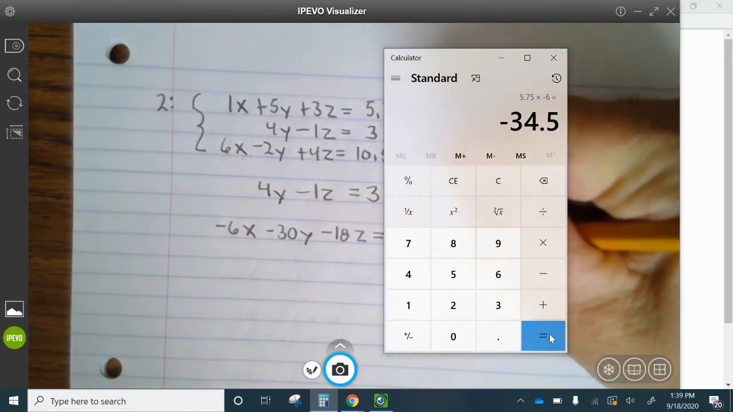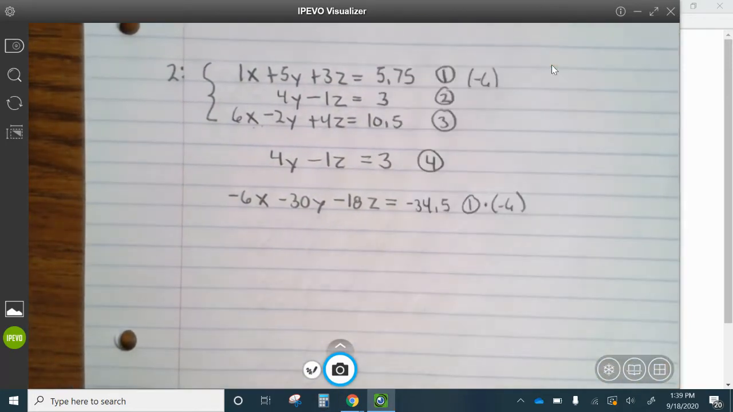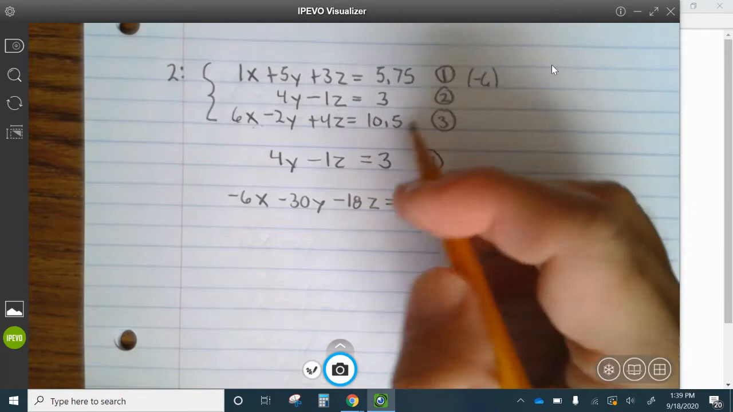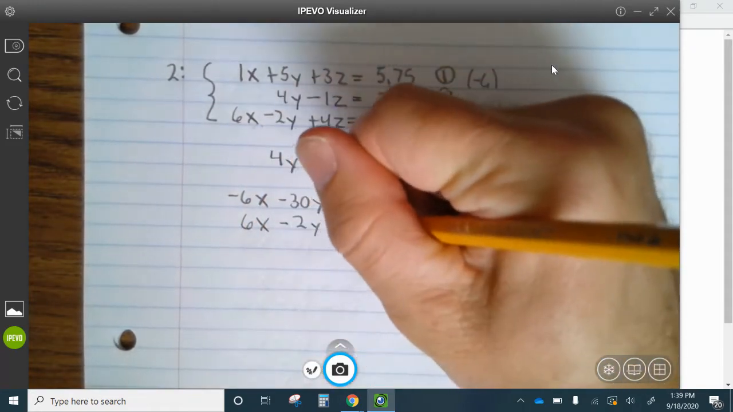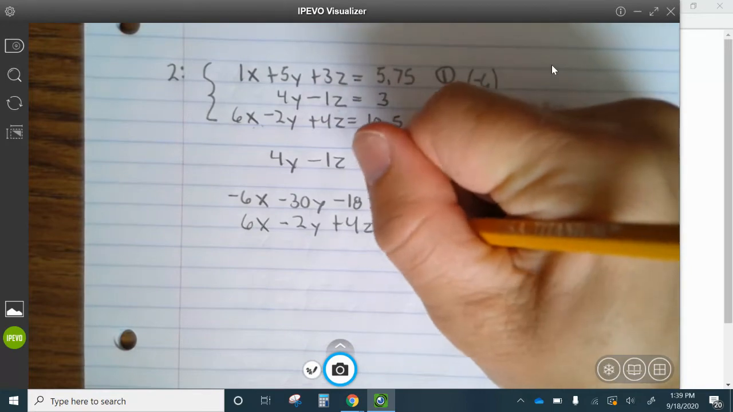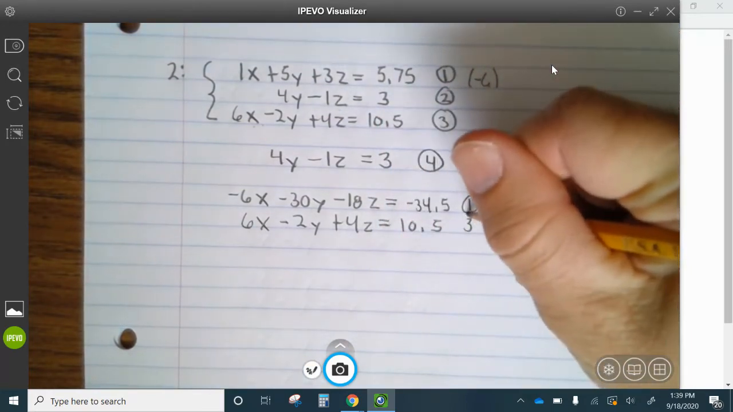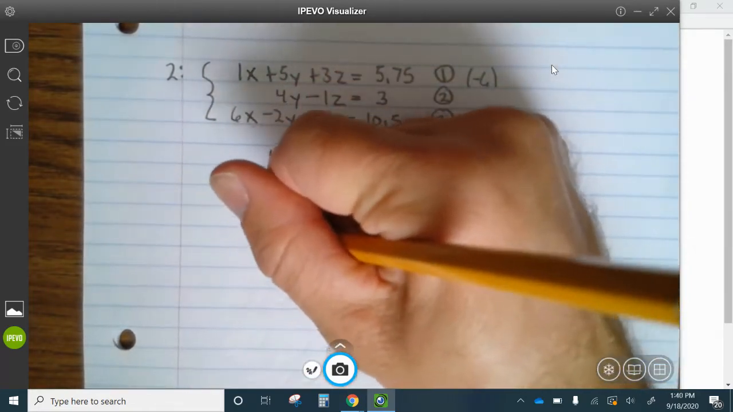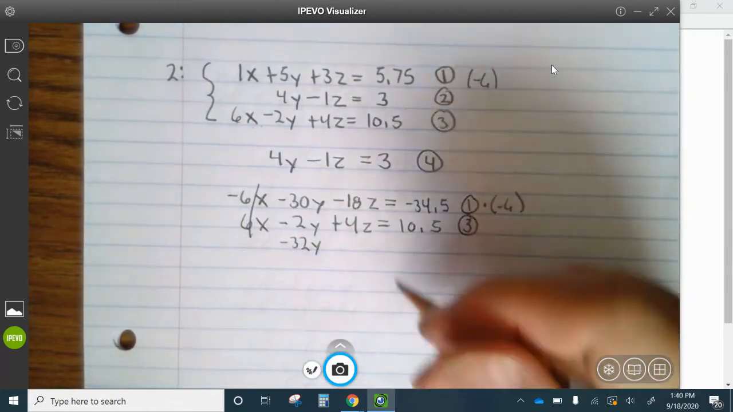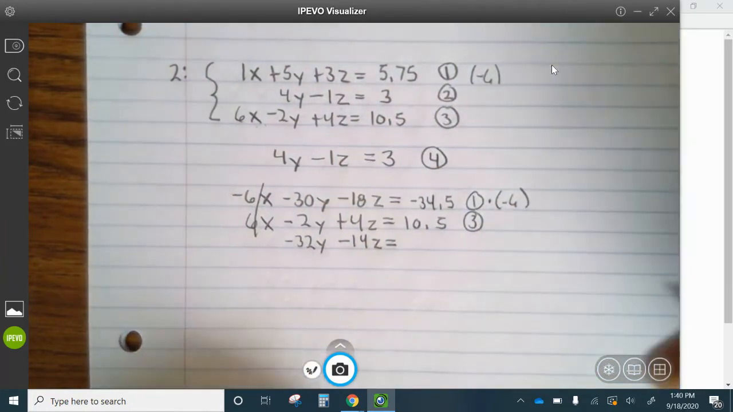Now we're just going to use equation 3, so that's 6x minus 2y plus 4z equals 10.5. And that's equation 3. So that cancels. You're left with negative 32y minus 14z equals negative 24. And that's equation 5.